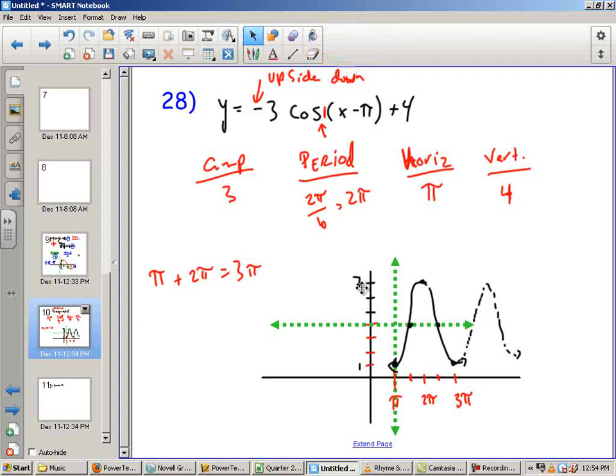Important things, I see that the minimum is 1, the maximum is 7. It has a period of 2 pi. It starts at pi and goes to 3 pi. May not seem like a huge deal, but you know, we need to know where we're starting, and that axis has a lot to do with it.